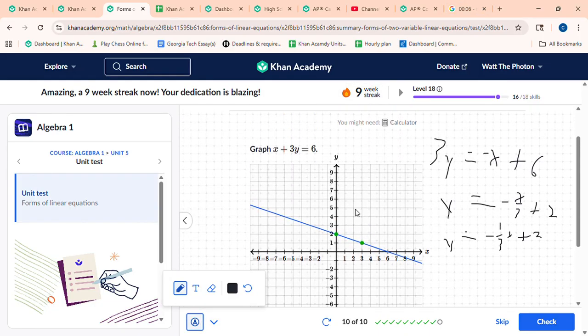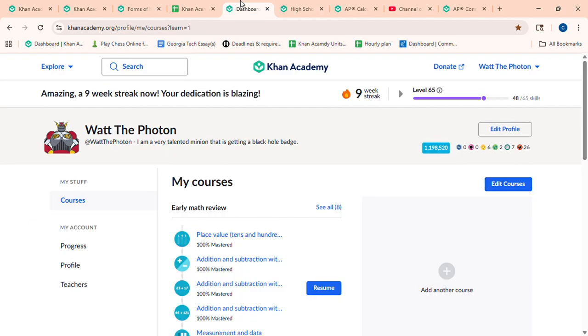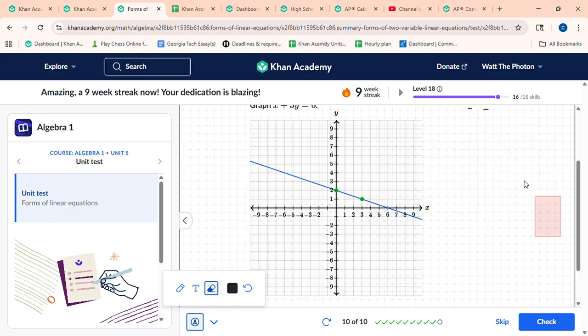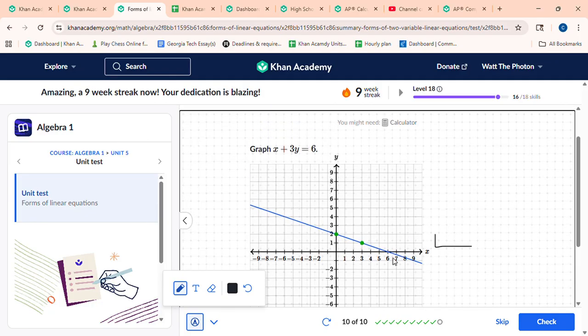We have a few seconds remaining. So we can cancel off this. Let's put x equals 0. We get 3y is equal to 6. Y is equal to 2, which seems to be our y-intercept. If we put y is equal to 0, we get x equals 6, so that seems to be right. So we have 2 points that seem to be right.